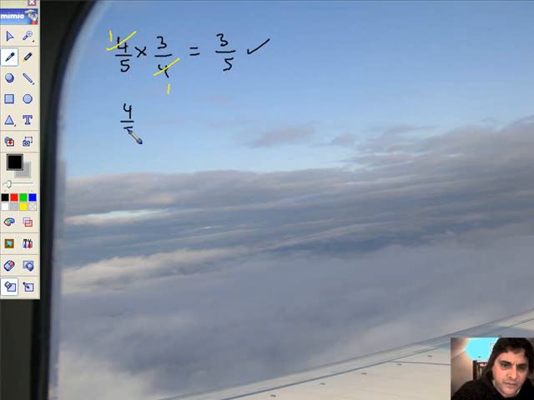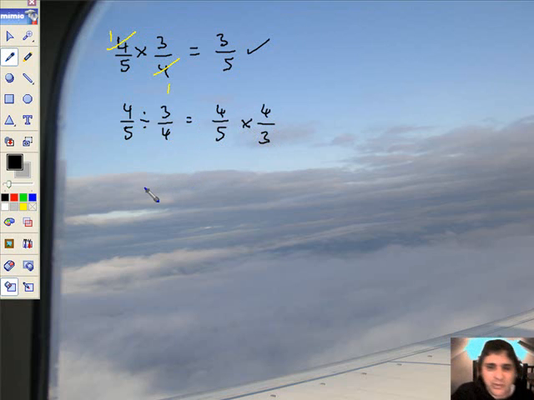Next one, B. I've got 4/5. This time I'm dividing by 3/4. That's right. Well, when you divide a fraction, it's like taking that one and flipping the other one and multiplying. I really could explain it. I really don't want to do that.